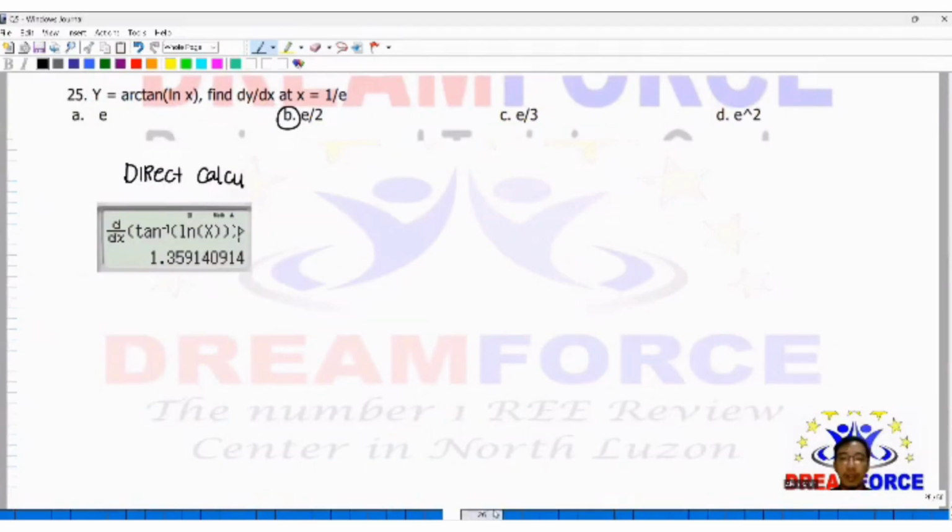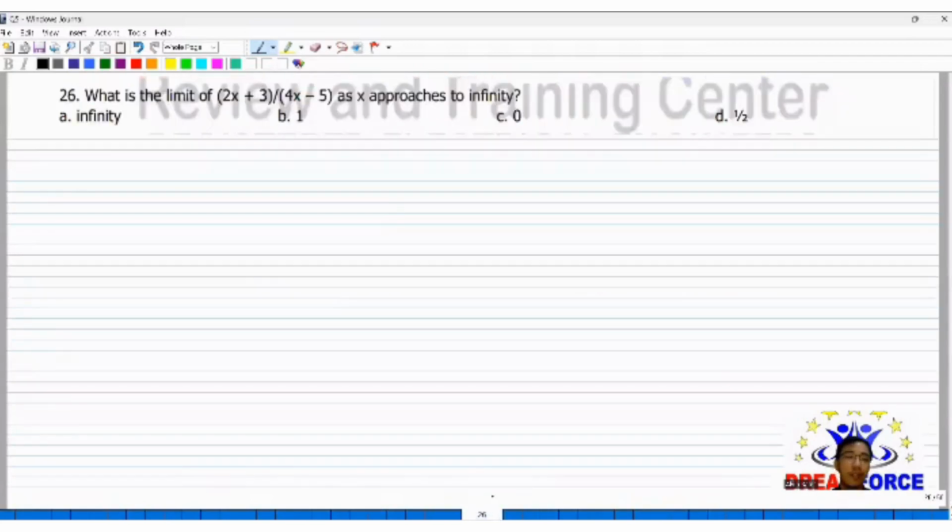Okay, next number 26. What is the limit of 2x plus 3 over 4x minus 5 as x approaches infinity? Ganun ulit. Since yung limit natin is approaches infinity, hanapin yung maximum exponent. Ito, naka-raise to 1 sa numerator. Sa denominator, naka-raise to 1 din. Therefore, anong answer? Coefficient of the highest exponent sa numerator over the coefficient of the highest exponent sa denominator. That is 1/2. So, letter D.